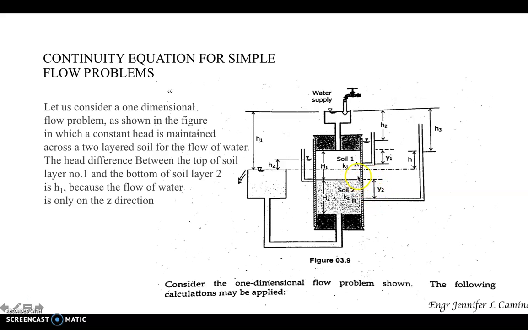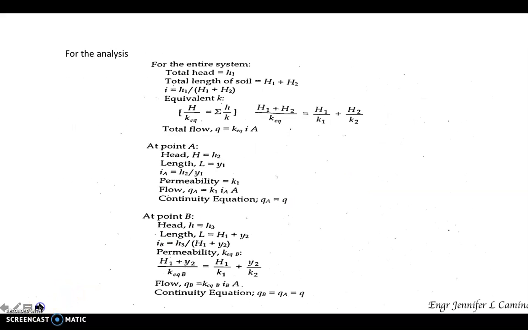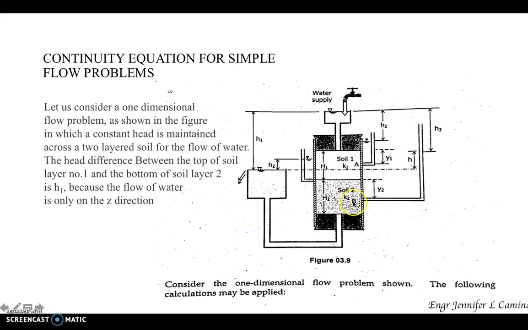From this surface towards this surface of soil 1, that is H1. So our length of the soil at point B is equal to Y sub 2 plus H of 1. And the hydraulic conductivity would be equivalent to, of course, head H of 3 all over the length of the soil, which is H1 plus Y sub 2. And the permeability coefficient at point B, this is point B.